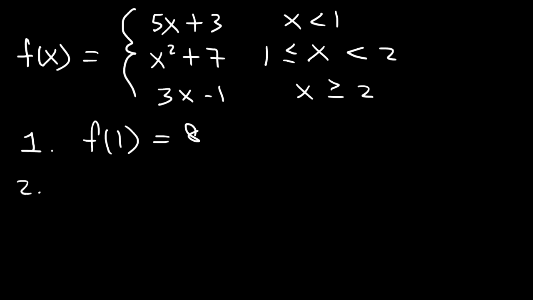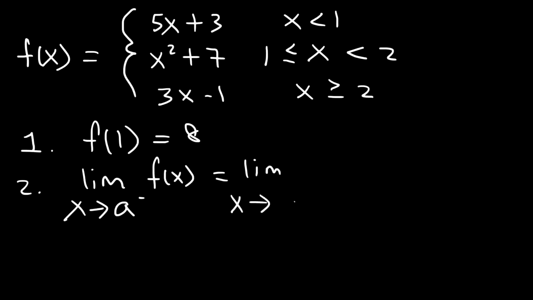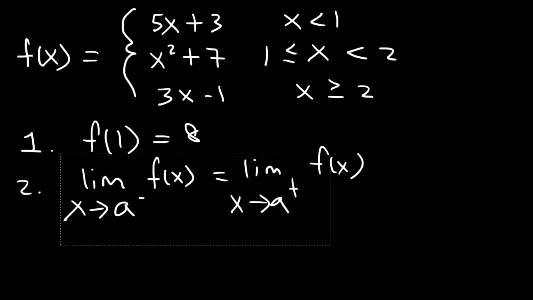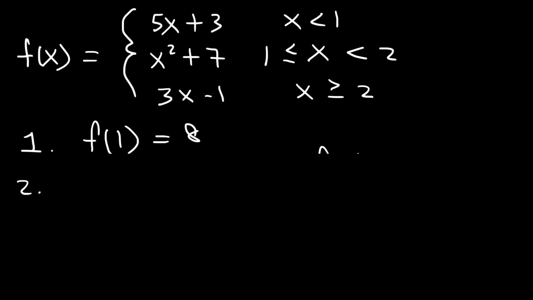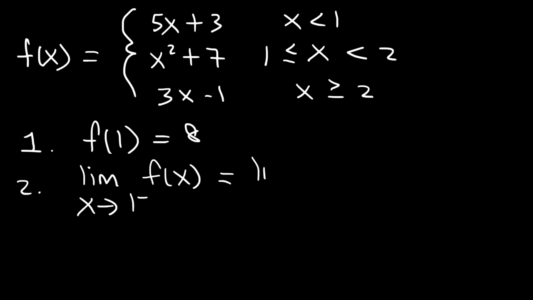The second step is that you want to prove that the limit as x approaches a from the left side is equal to the limit as x approaches a from the right side. So basically, you're trying to prove that the limit exists. And it's only going to exist if the left side and the right side match up. And we did that in this example. We said that the limit as x approaches 1 from the left is equal to 8, which is equal to the limit as x approaches 1 from the right.